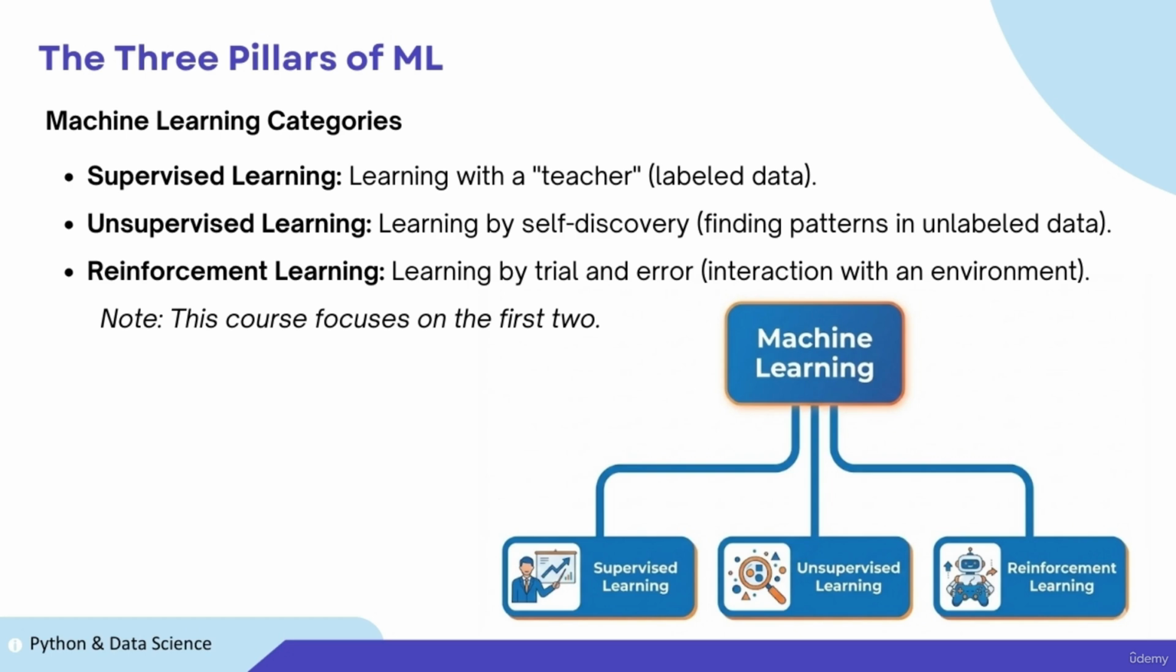Third is reinforcement learning. This is learning by trial and error, interacting with an environment, much like how a robot learns to walk. For this course, and for most engineering data applications, we'll focus strictly on the first 2, supervised and unsupervised learning.